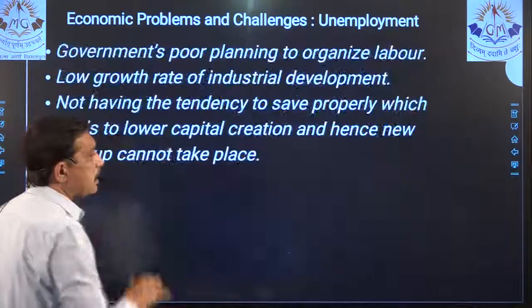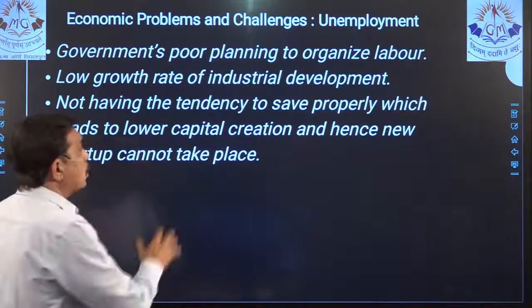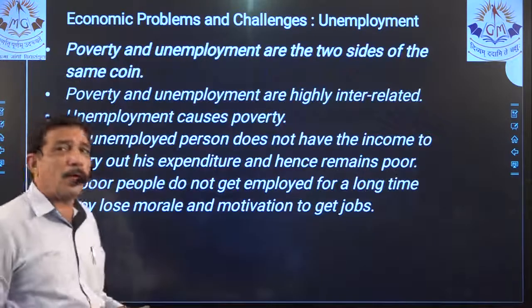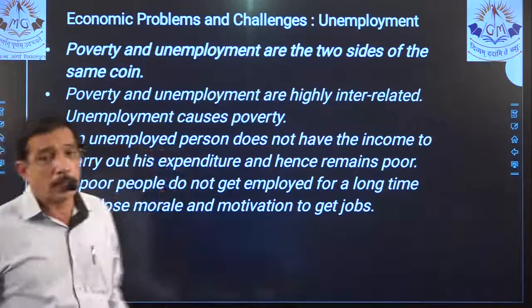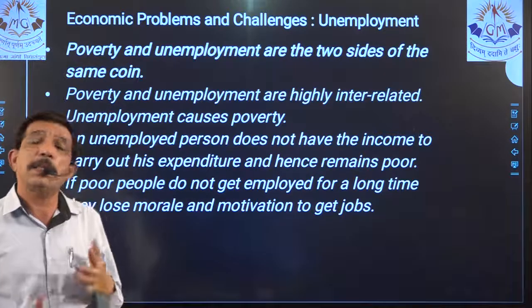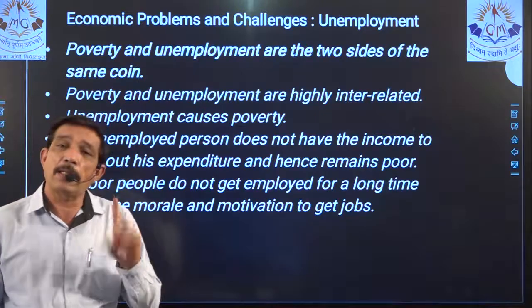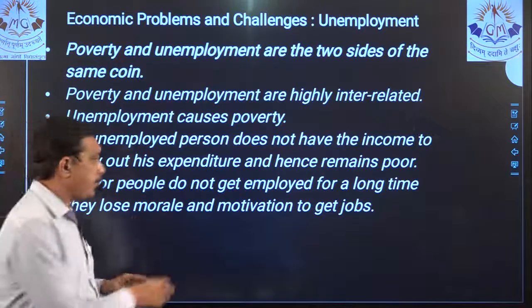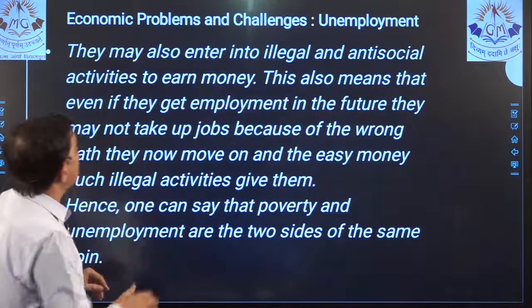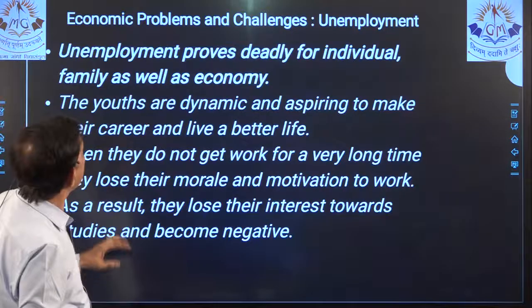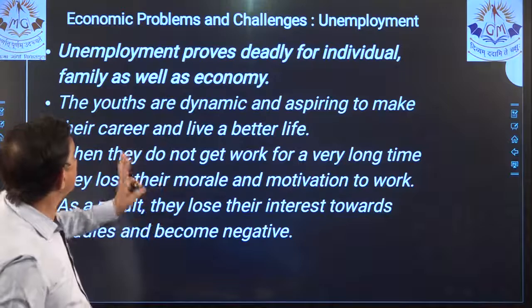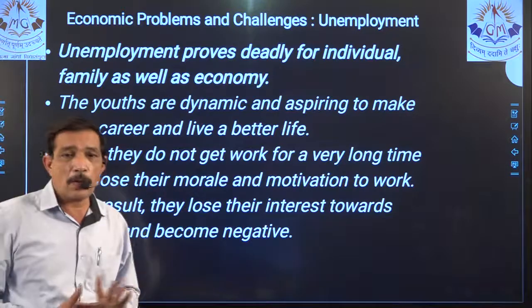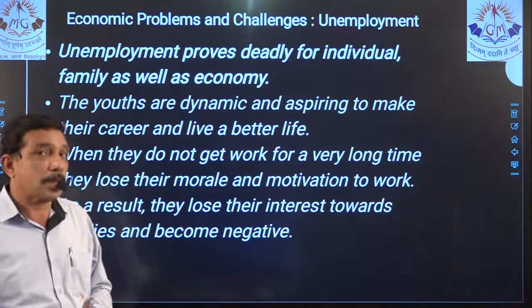So even if it has 12 points, you can reduce by not writing a few points which are not that necessary. Now poverty and unemployment are 2 sides of the same coin. This is give reason, explain the statement, so it can come for 2 marks compulsory. Unemployment proves deadly for individual, family as well as economy. We got to prove the statement.